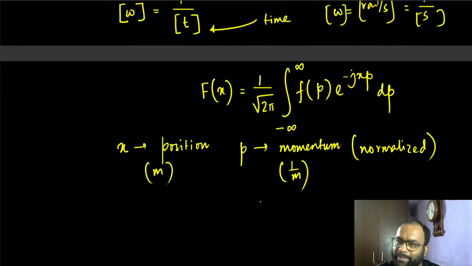Let me paraphrase this in a simple fashion. If you have a very small quantum particle and you precisely know its momentum, you cannot precisely know its position. And just like that, if you precisely know the position of a quantum particle, then you cannot precisely measure its momentum. Now, what do I mean by precisely knowing something?